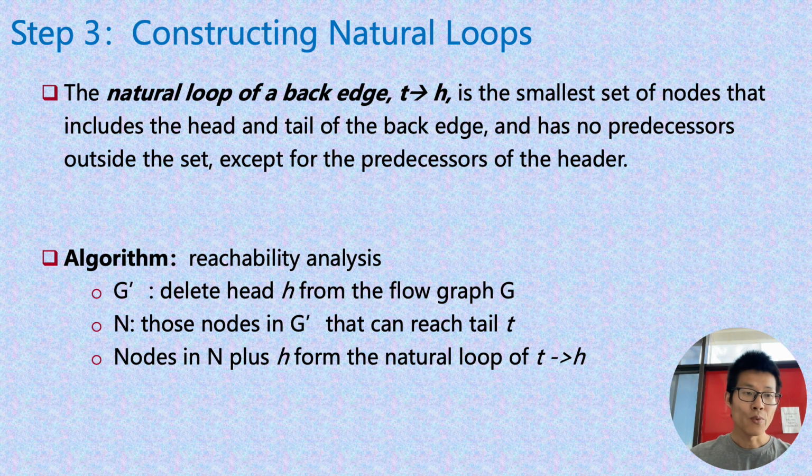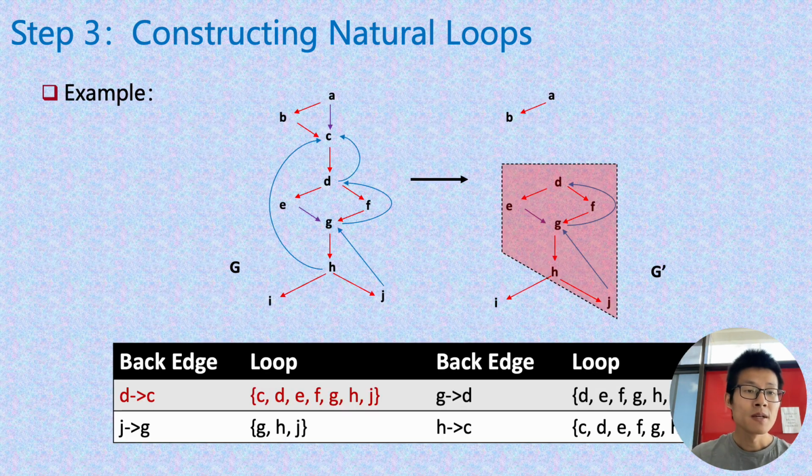Given a back edge, we obtain G prime by deleting the node head from the flow graph G. And then with G prime, we can obtain a new set of nodes called N, those nodes in G prime that can reach the tail T, and the nodes in N plus node H form the natural loop of the back edge T to H. Let's see an example.